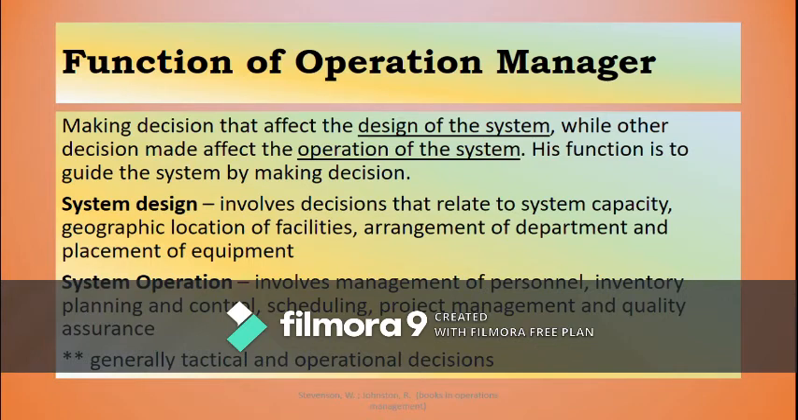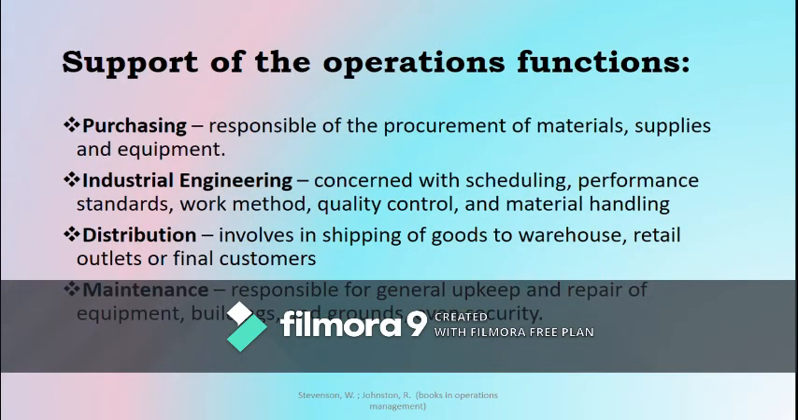And then of course, what are the other support functions in the operations function of the organization? Purchasing, responsible for the procurement of materials, supplies, and equipment. So this is where supply chain comes in and inventory also. Industrial engineering, concerned with scheduling, performance standards, work methods, quality control, and material handling. So industrial engineering is concerned with scheduling, they know when to schedule, and of course, performance standards.